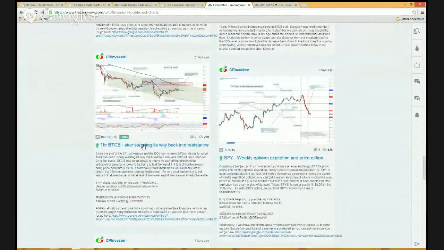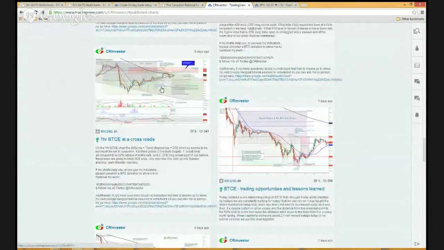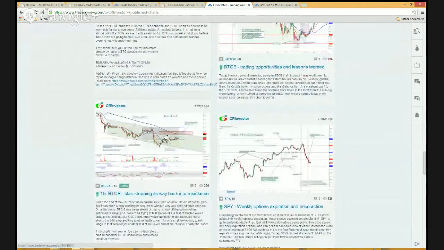So here, this was 6 days ago. BTC stair-stepping its way back into resistance. So this was as the rally was going on, and Fibber went long there at 420, and everybody else was like, I don't know. So he was making bacon through that. And then the next post: BTC at a crossroads, so we did work our way up into the OTE short sweet zone. You see how that red box is there? It's fascinating, eh? The red box was posted ahead of the price action.